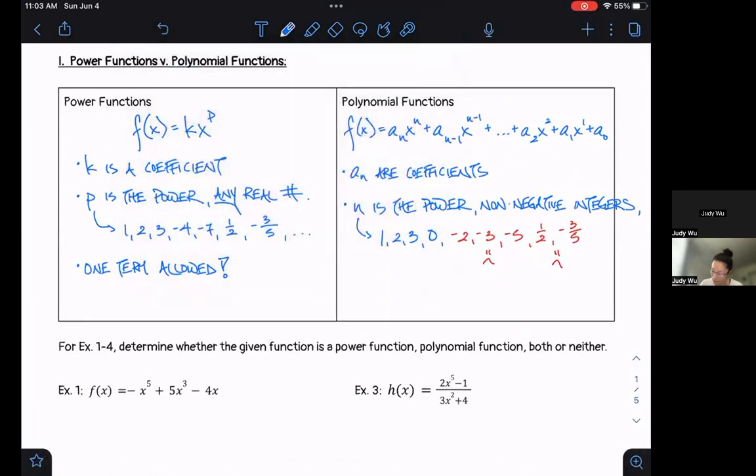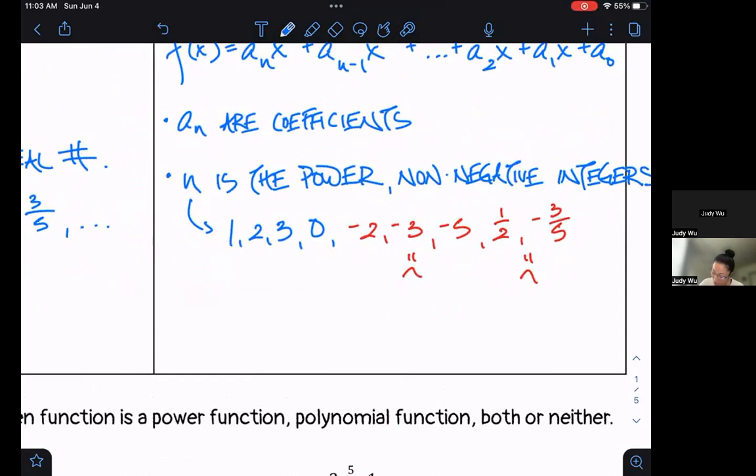And one last thing here, instead of only one term allowed, we can have multiple terms allowed. Okay.